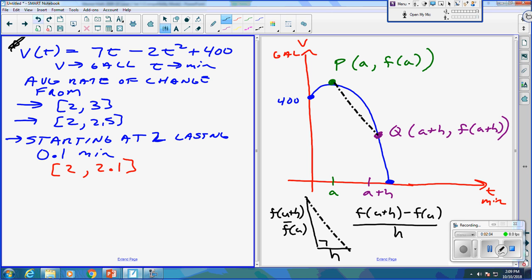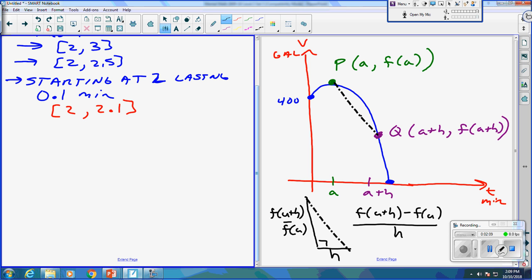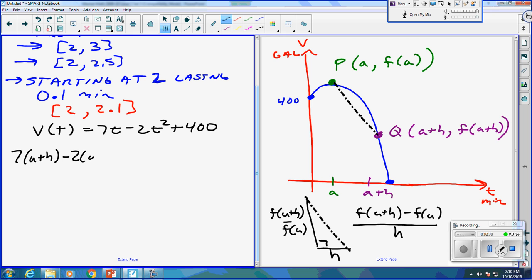So because there's 3 cases, I am going to do this on this function so that I have an equation for the average rate of change. I'll come back over here, and I'll work on one side for a second so you can see both. The volume equation was 7t minus 2t squared plus 400. First thing I gotta do is, instead of f of a plus h, it's v of a plus h minus v of a. So it's 7 times (a plus h) minus 2 times (a plus h) squared plus 400 minus, and I'm going to put in parentheses so we don't lose the signs, (7a minus 2a squared plus 400) all over h.